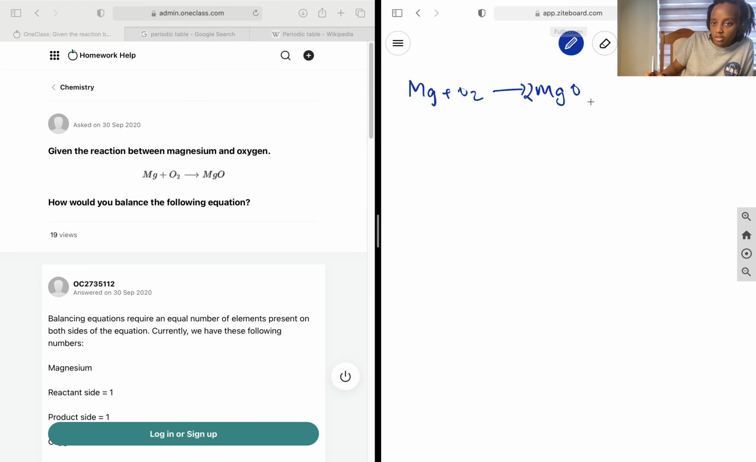Remember, you can't add subscripts. You can only add constants ahead. And so now oxygen is balanced. We have 2 O, but we have 2 magnesium. And this can be balanced by adding a 2 here. And this is our final balanced equation. And that's it.